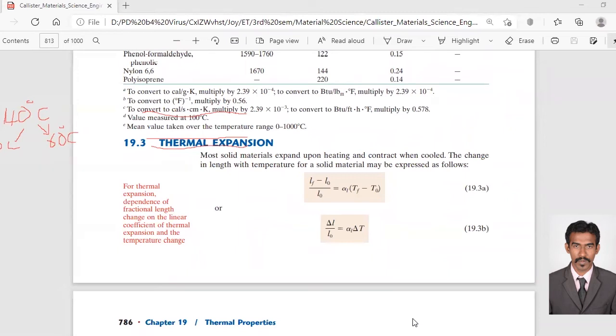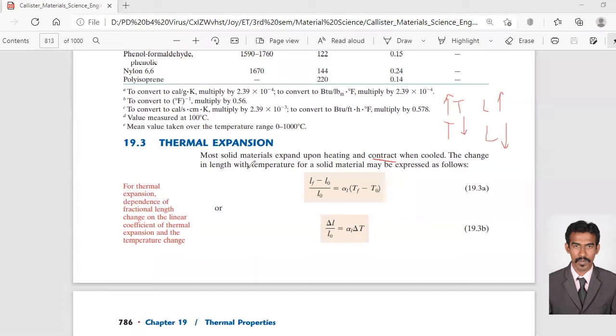Thermal expansion, all right? I told you, it is the change in the length due to some temperature change. Most solid materials expand upon heating and contract when cooled. So when you increase the temperature, length will also increase. When you decrease the temperature, length will also decrease. Common phenomena. The word contract means reducing, okay?